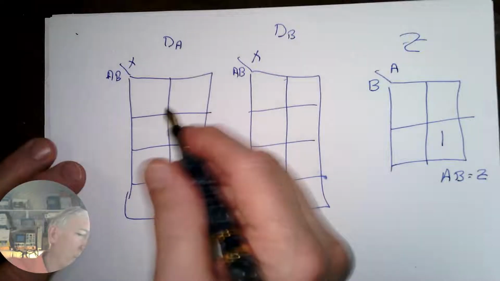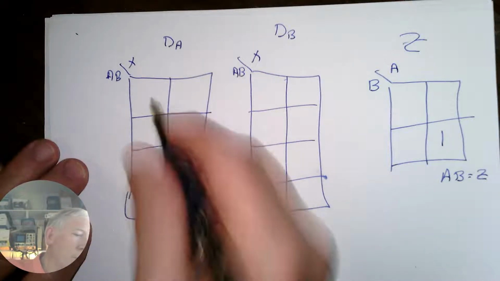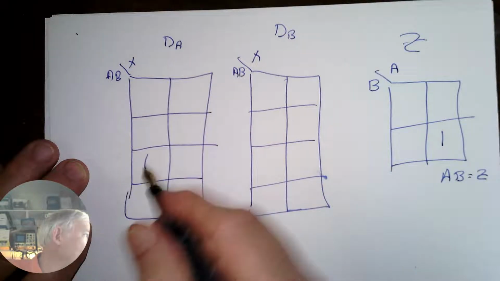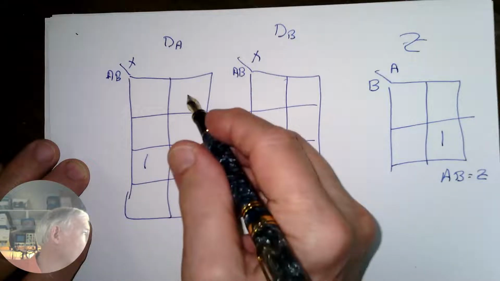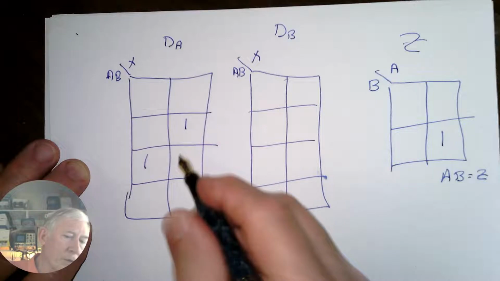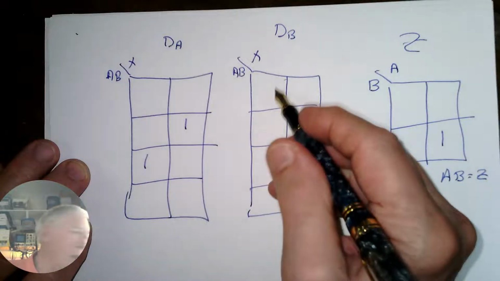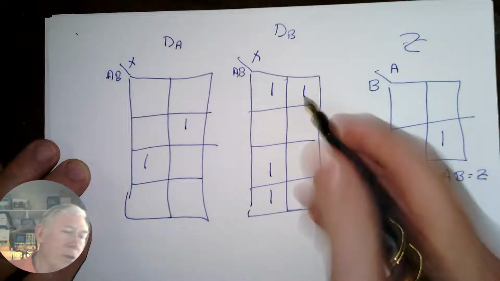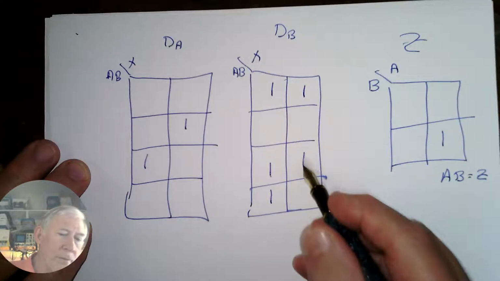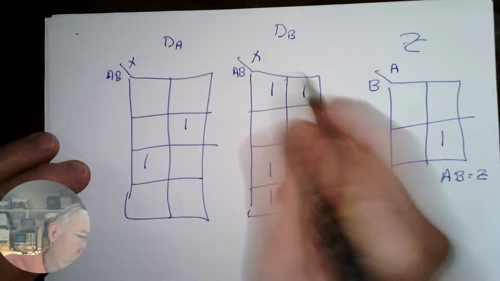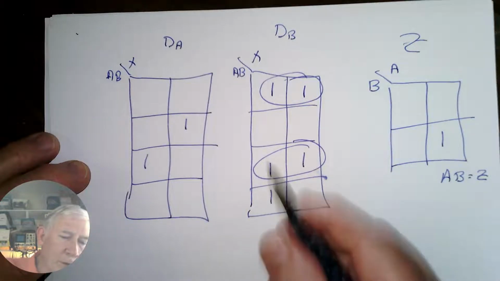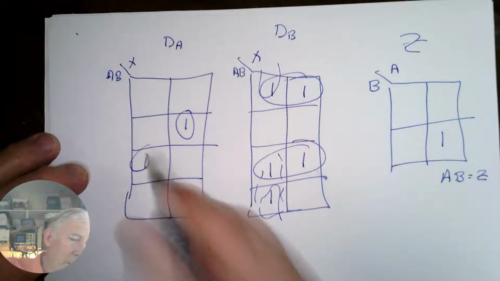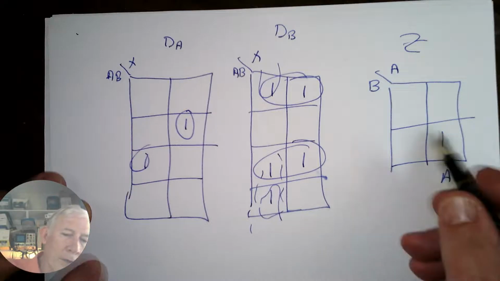And so this is just going to be 0, 0, 0, 1, and 0, 1, 0, 0, or 0, 0. And then this is going to be 1, 0, 1, 1, and this is going to be 1, 0, 0, 1. So we're going to have a loop here, and then you can loop this one here, or you could do this. It doesn't really matter. And this one here. And then this one here, of course, AB.